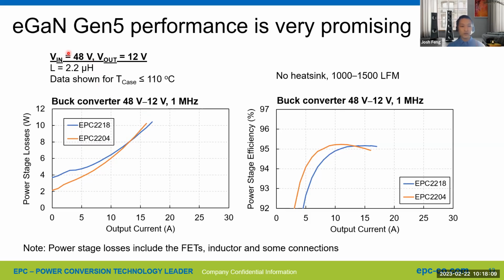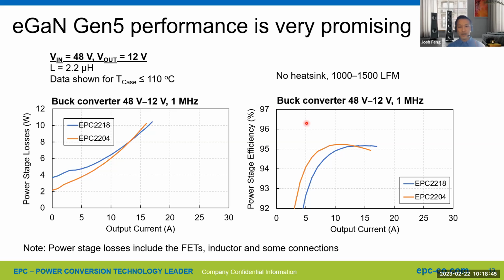If I take a 48-volt input, let's assume 48 volts from PD, and the output is 12 volts, switching at 1 megahertz, our Gen 5 products can run about 95% efficiency at full load. You might ask, why not 20 amps? In this particular case, we limit our case temperature to 110 degrees, with absolutely no heatsink, and about 1000 LFM airflow, and it depends on the product that you choose.